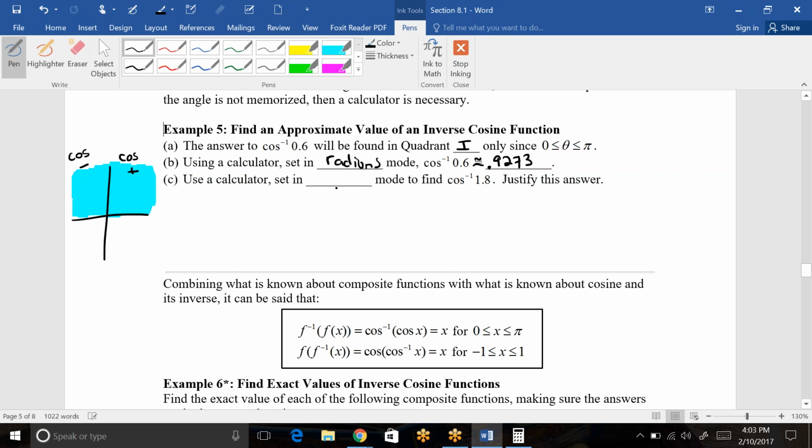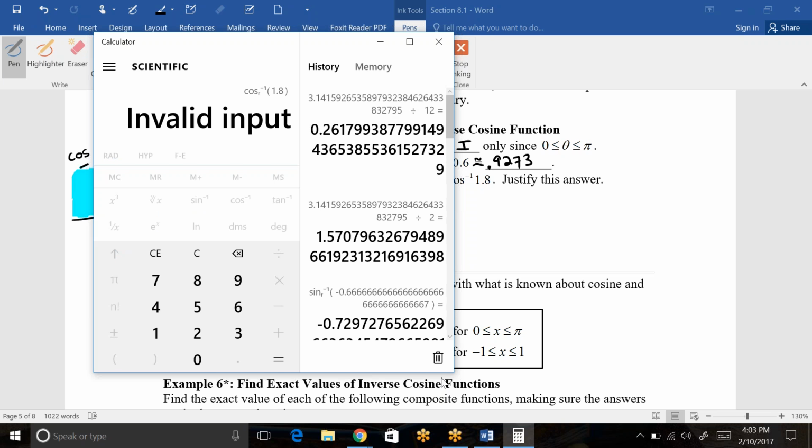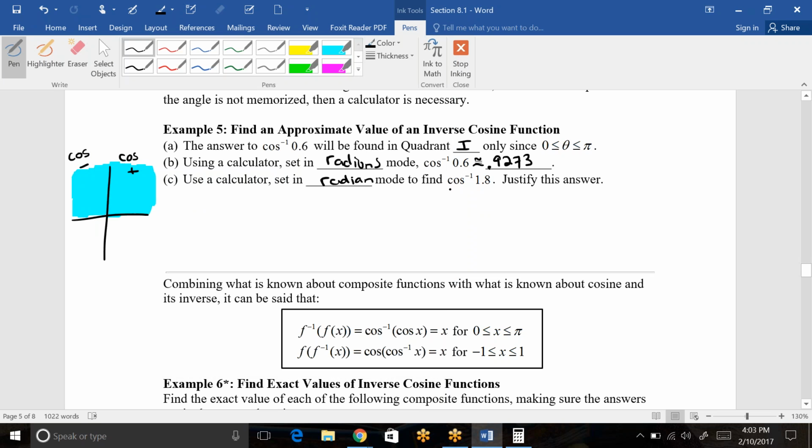Using a calculator set in radian mode, try to do cosine inverse of 1.8. I'm going to do it first, but then we're going to talk about why it doesn't work, because this does not work. Invalid input. Okay, this is invalid because 1.8 is not between -1 and 1. It's bigger.